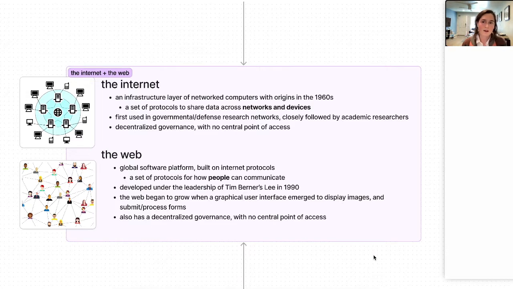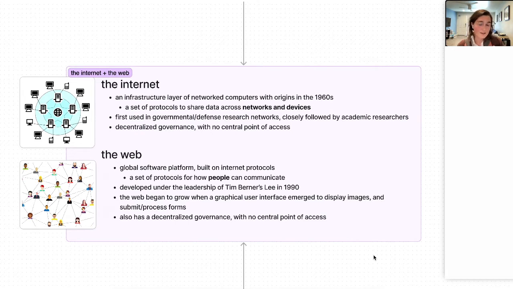After that came the web, and the web sort of introduced a global software platform to the hardware of the internet. It basically brought the internet to the people effectively. And one of the big technical innovations here was the graphical user interface, or a GUI, which is what we're using right now to see each other, to interact with each other.